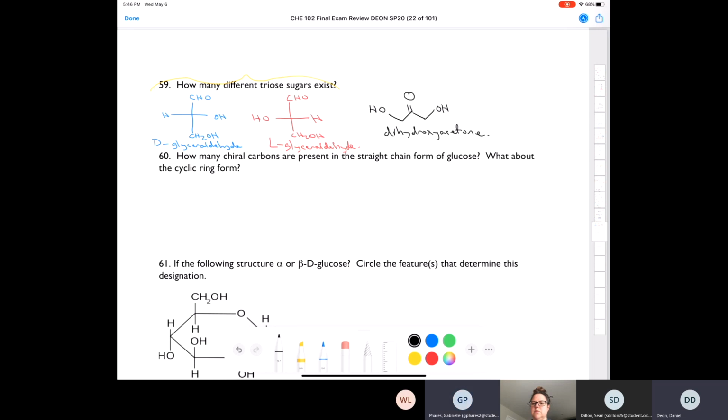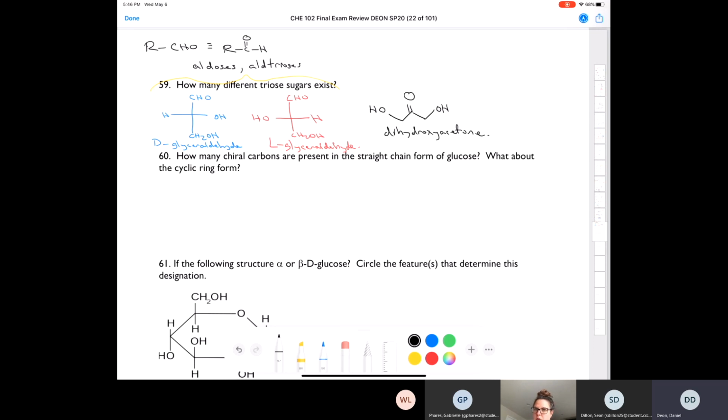Yeah, they're aldoses, right? I just wanted to make sure that you remember that when you have CHO like this, it is the same thing as an aldehyde. So these are aldoses. Not only that, they are aldotrioses, right? Because they have 3 carbons. Dihydroxyacetone is not an aldose. It's a ketose because it's got a ketone in it.